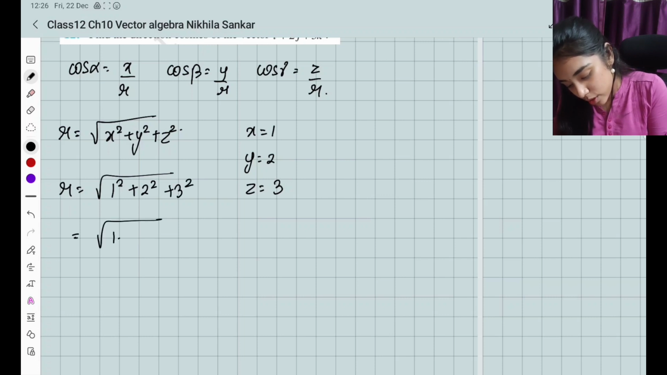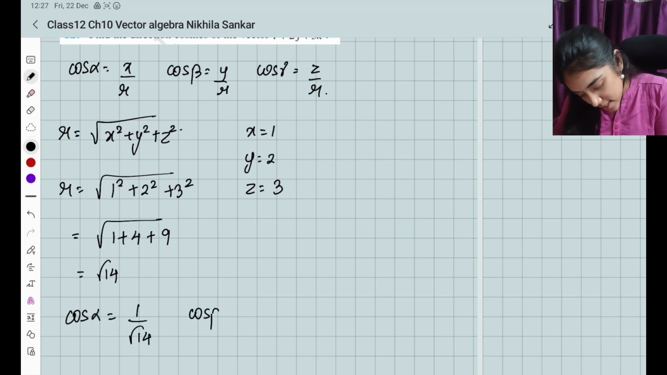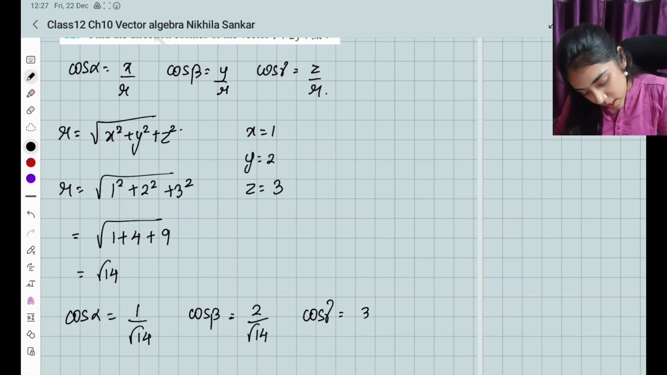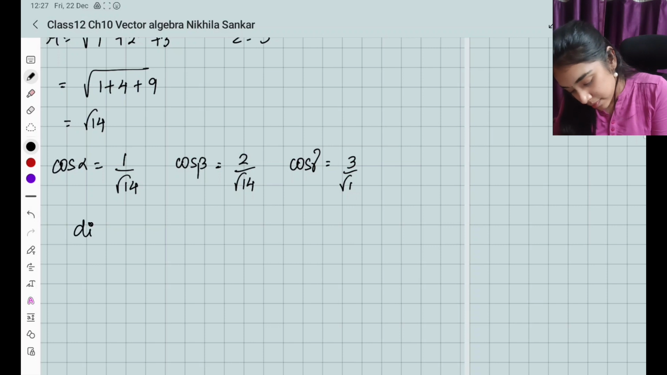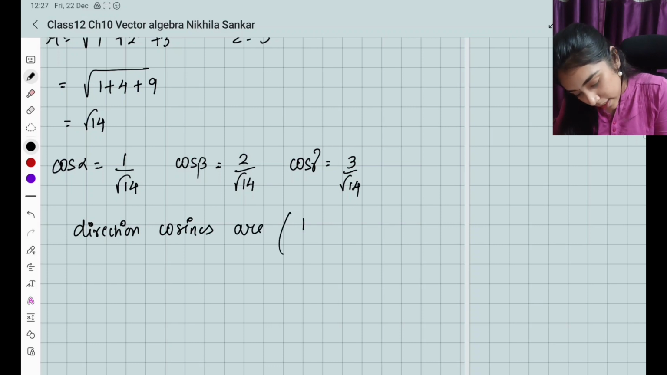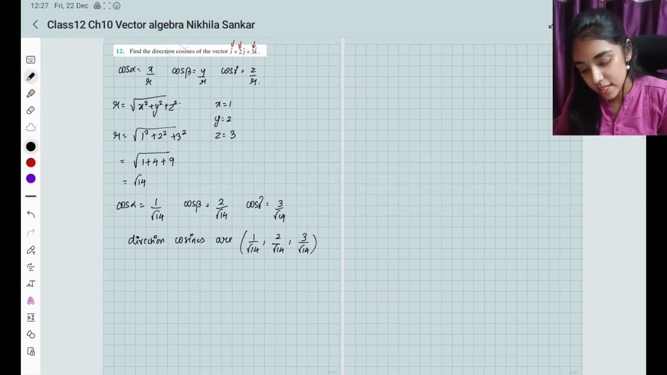Okay? Now, when I find r, I have square root of 1 square plus 2 square plus 3 square. So this is going to be square root of 1 plus 4 plus 9, which is going to be root 14. Now what is cos alpha? Cos alpha is going to be 1 divided by root 14. Cos beta is going to be 2 divided by root 14. Cos gamma equals 3 divided by root 14. Now how do we write the final answer? Direction cosines are 1 by root 14, 2 by root 14 and 3 by root 14. Okay, this is how the final answer should be written. Please copy.